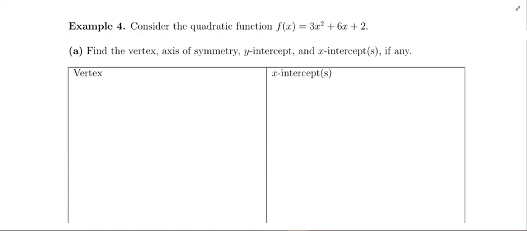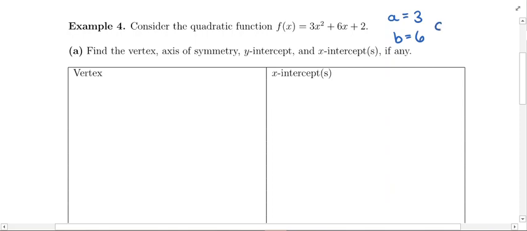Example 4, the quadratic function is f of x is equal to 3x squared plus 6x plus 2. Okay, so obviously this is a quadratic function. It's a polynomial with the highest power of x being 2. We can go ahead and identify the a, b, and c. So a is the number in front of x squared. So here a is 3. B is the number in front of x, it's 6. And then c is the constant, it's 2.